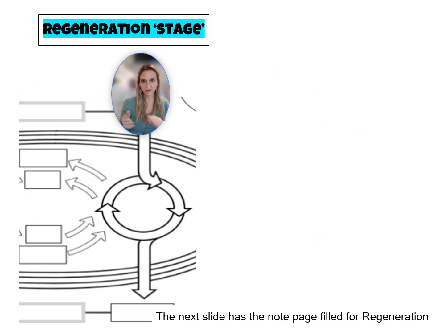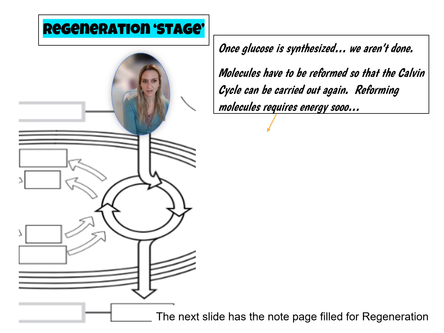And now we're in the final stage. It's the regeneration stage. So we're going to be regenerating something. So once glucose is synthesized, we're not finished. If we stop there, then the stroma or the Calvin cycle would never be prepared to do this again. So we need to reset the stage for this process to happen again.